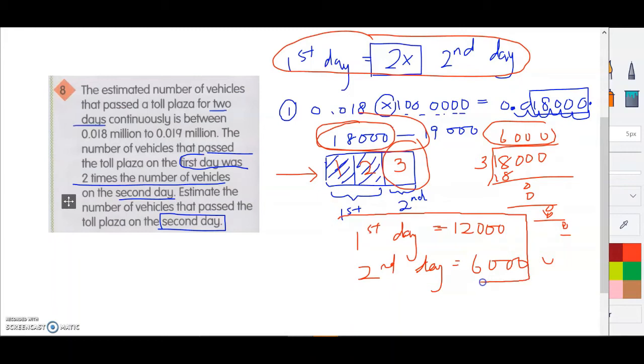Okay, because the value is between 18,000 to 19,000, so there are several answers that are acceptable. But we stick to the simplest one. We take the round number, it's easier to calculate. So you can write first day 12,000, second day 6,000, then we get a total of 18,000.